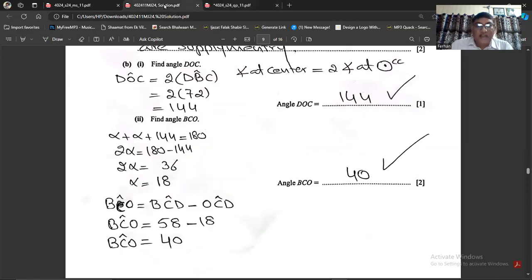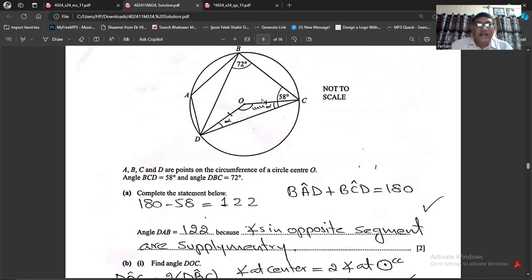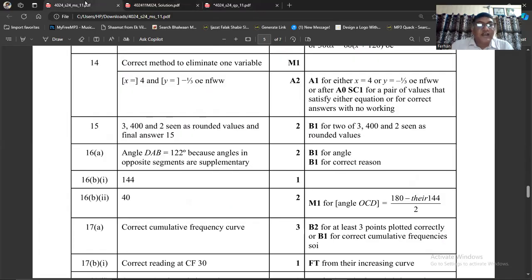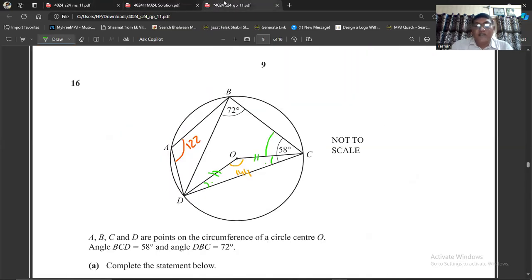So I can find out 144 plus that alpha. I'm going to call it alpha, alpha. So alpha plus alpha plus 144 is equal to 180. So 2 alpha will be equal to 180 minus 144. 2 alpha will be equal to 36. Alpha will be equal to 18. Now BCO will be equal to BCD minus OCD. And so BCO will be equal to 58 minus 18, and that is 40. So my answer is 40. And 40 is the right answer, sir. This is how this has been done. I hope you understand.